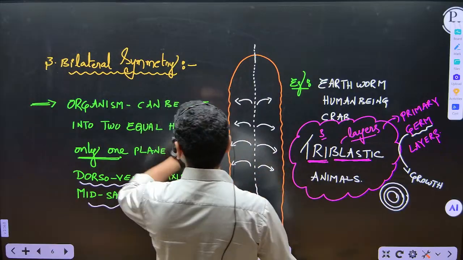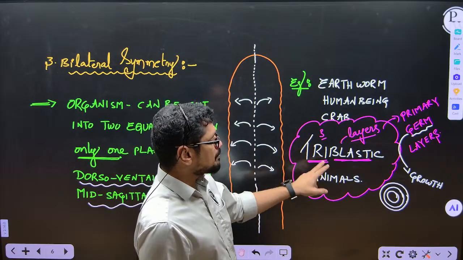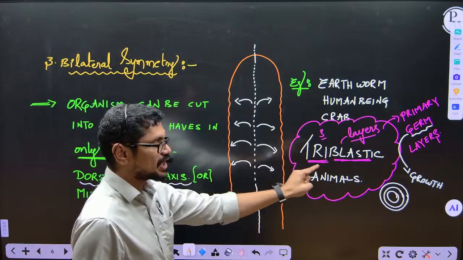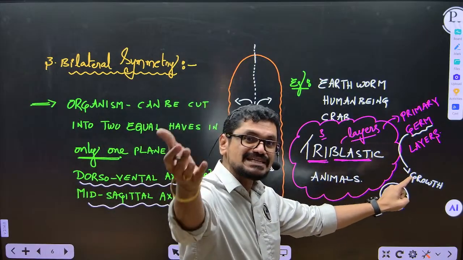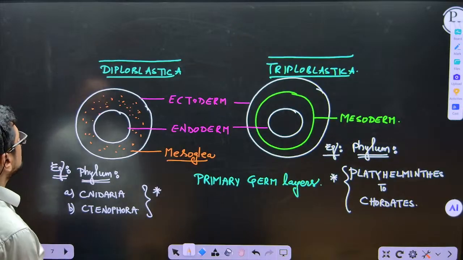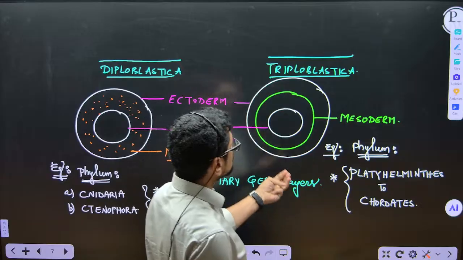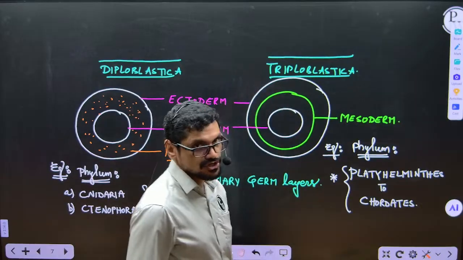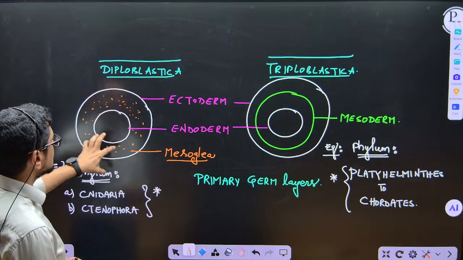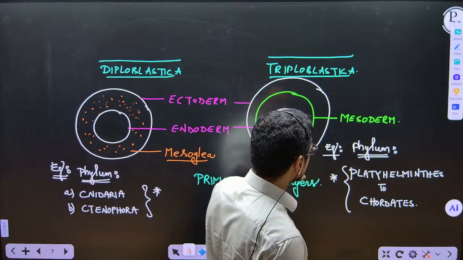All triploblastic animals mostly come under bilaterally symmetrical animals. Triploblastic animals have three primary germ layers. Germ means growth, so the growth of the remaining systems is observed from these layers only. Now see, this is Diploblastica, where two germ layers are present: ectoderm, endoderm, and in between a jelly-like substance called mesoglea. And here, in Triploblastica, ectoderm, endoderm, and the middle mesoderm is also present.